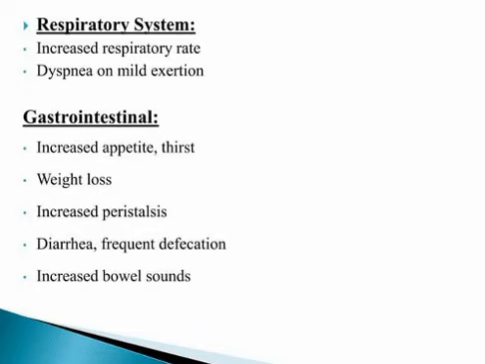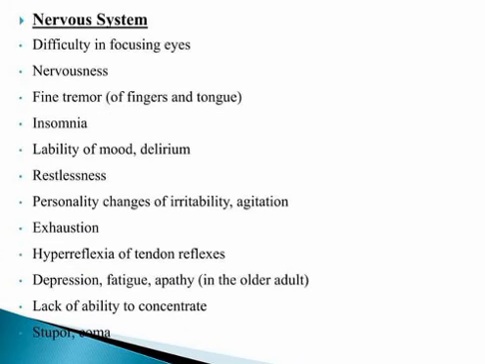So these are some of the gastrointestinal clinical manifestations. The clinical manifestations of the respiratory system mainly include increased respiratory rate, dyspnea, or mild exertions. Next will be the gastrointestinal system. It is increased appetite, thirst, weight loss, increased peristalsis, diarrhea, frequent defecation, increased bowel sounds. Next will be the nervous system.